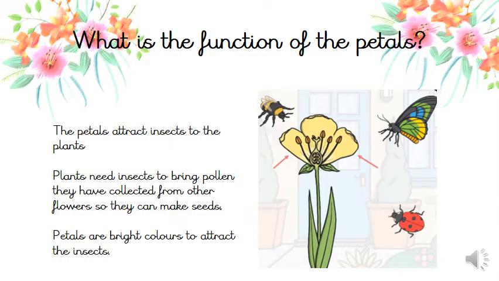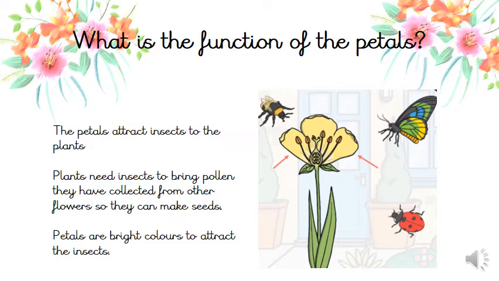Okay, what's the function of the petals? What's the job of the petals? The petals attract insects to the plant. Plants need insects to bring pollen. They have to collect from other flowers so they can make seeds. So this bee is going to fly all the way into this plant, and the pollen, like I said before, is going to get stuck to its furry body. Then if it flies to another plant, it's going to collect some more pollen, and it will transfer the pollen from one plant to another, which helps make seeds, which helps grow more flowers.